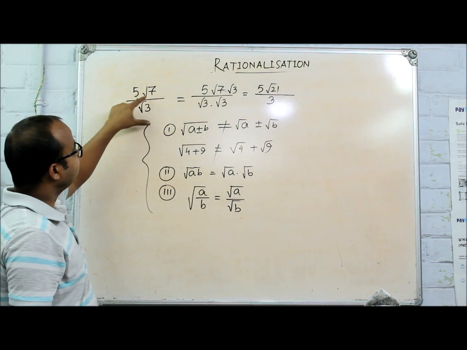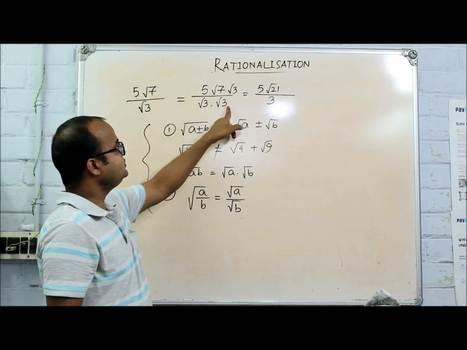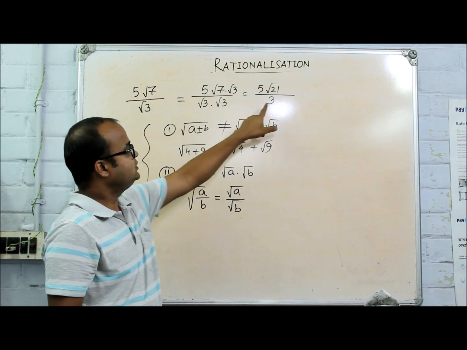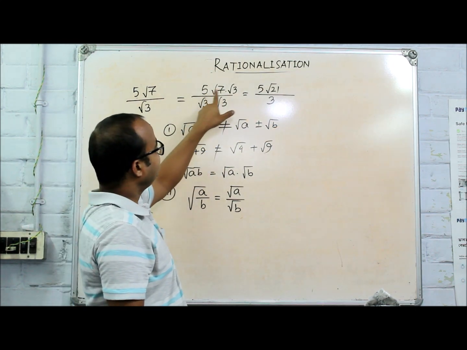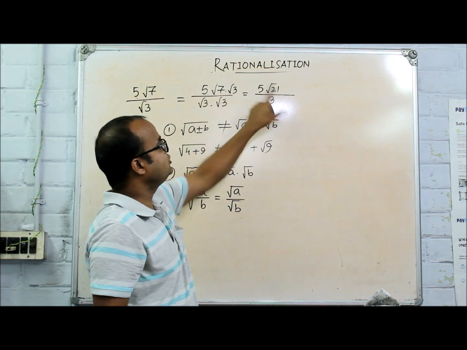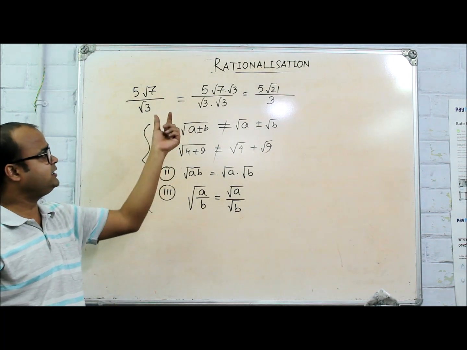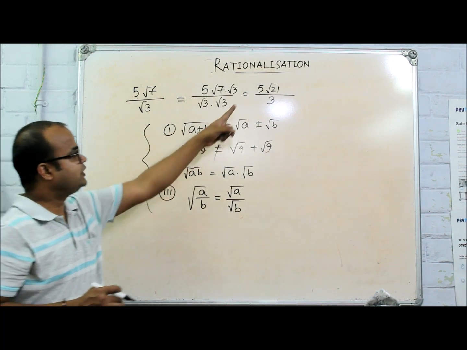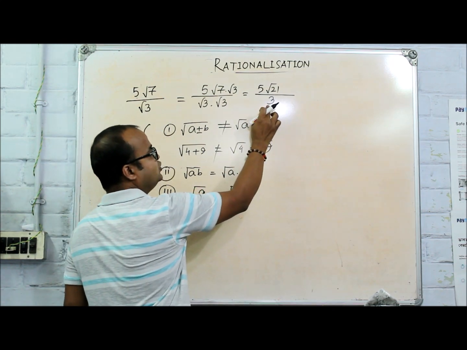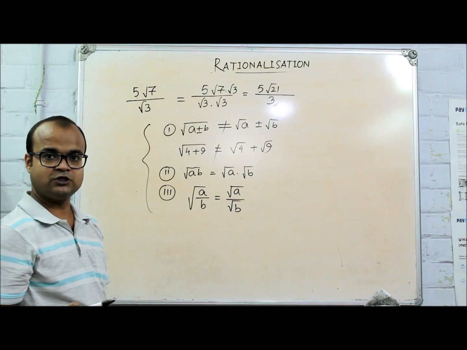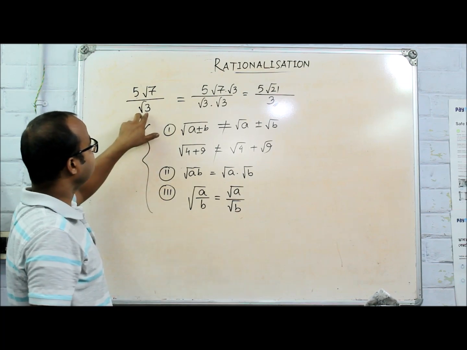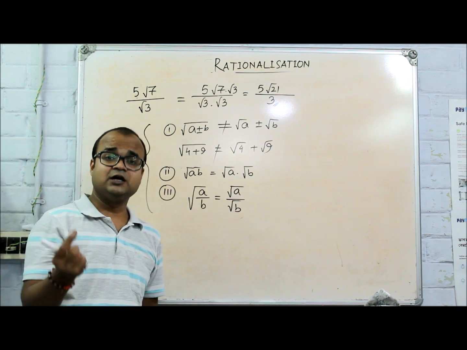So 5 root 7 by root 3, again I am repeating, you multiply numerator and denominator by root 3. Root 3 into root 3 is equal to 3. Root 7 into root 3 is equal to root 21. Simply we multiply the terms within the root to get this 21. Now the denominator is free from the surd or square root term, so we rationalized the denominator. This is one particular type of sum where the denominator contains a single term.